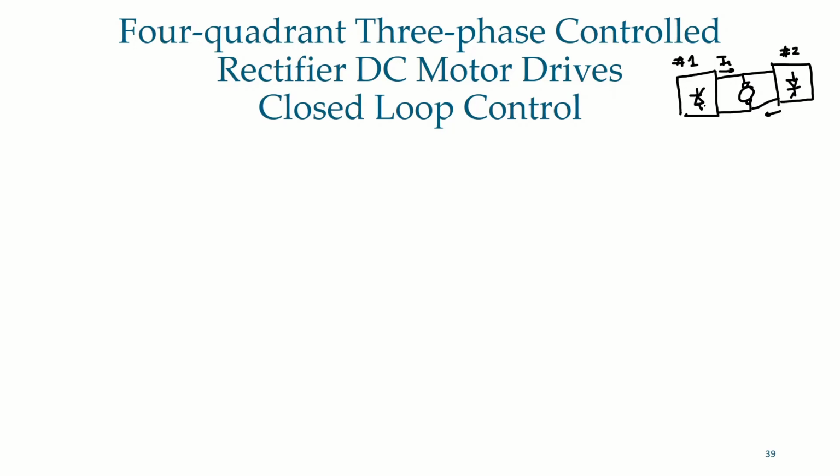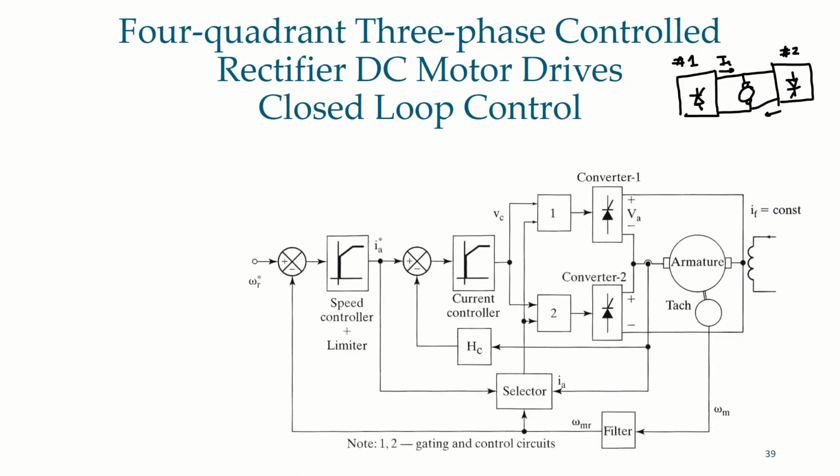The first one can support the machine in Q1 and Q4 modes of operation, while the second converter can support the machine in Q2 and Q3 modes of operation. So here we have the two converters, converter 1 and converter 2. If we assume this is V1, this will be V2. Both are connected in the anti-parallel configuration. Here we need only one converter to be active at a time, and the two converters will share the same current and speed control loops.